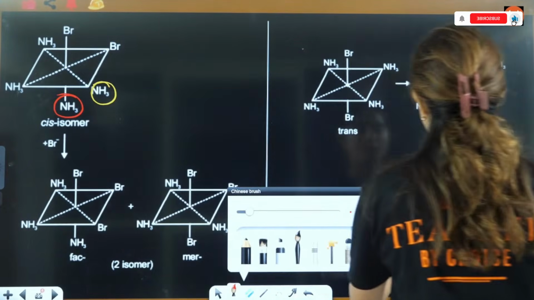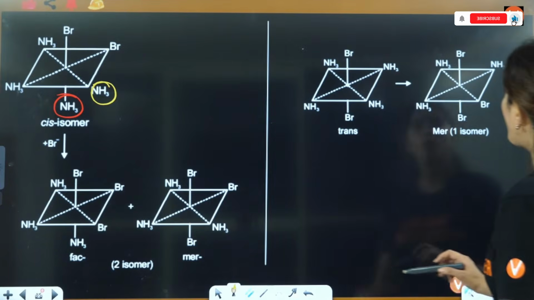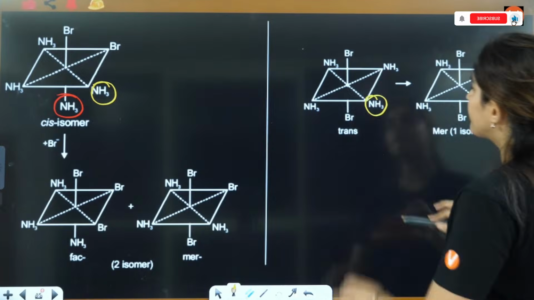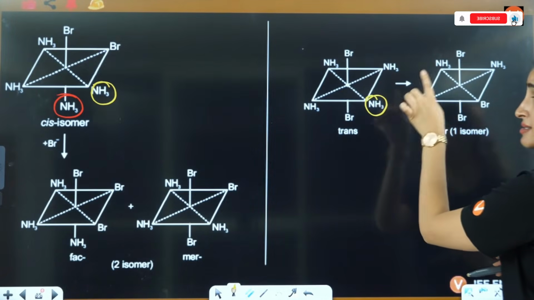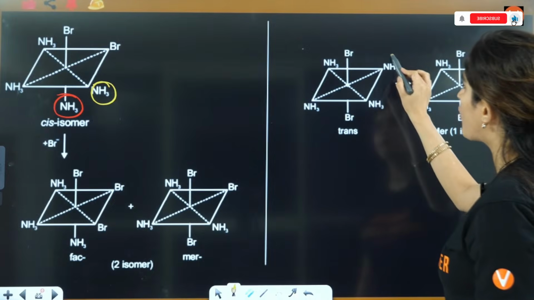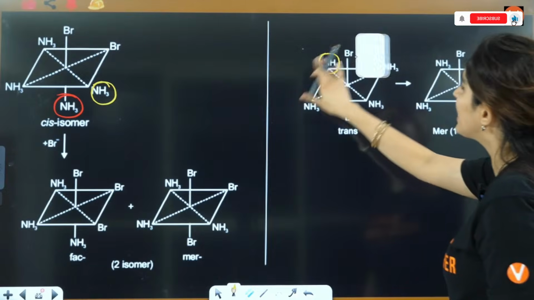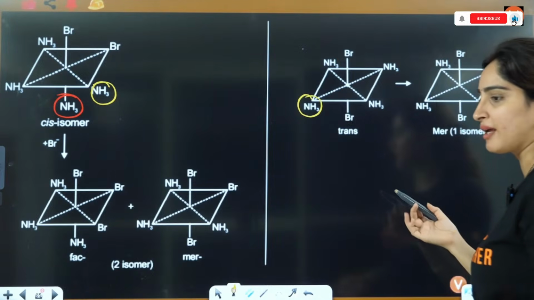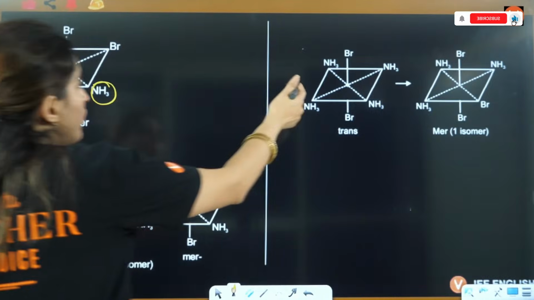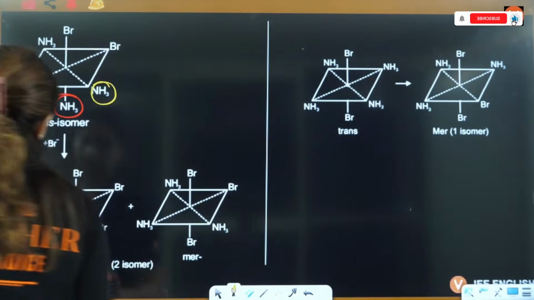So two things are possible, but in this case when you have the trans isomer, only one possibility is there, that is this one, right? Only this particular position can be replaced. Even if you say, ma'am, I want to replace this, that will give you the same thing. Even if you replace this, or this, it gives the same thing. No matter which ammonia you replace by Br, it is always going to give you the same answer here.